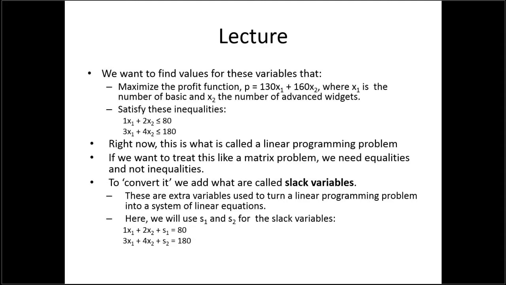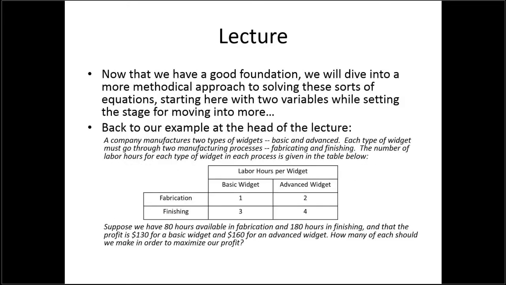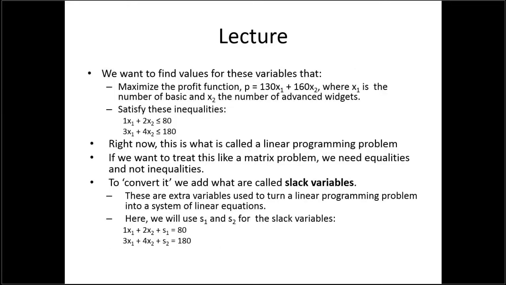And these constraints are: the number of basic widgets plus twice the number of advanced widgets has to be less than or equal to 80. Again, because this is a limitation. If you look back at the prior page, this is the number of labor hours. You only have 80 hours available in fabrication and 180 hours available in finishing. So that is where these two equations come from: x1 plus 2x2 is less than or equal to 80, and 3x1 plus 4x2 is less than or equal to 180.